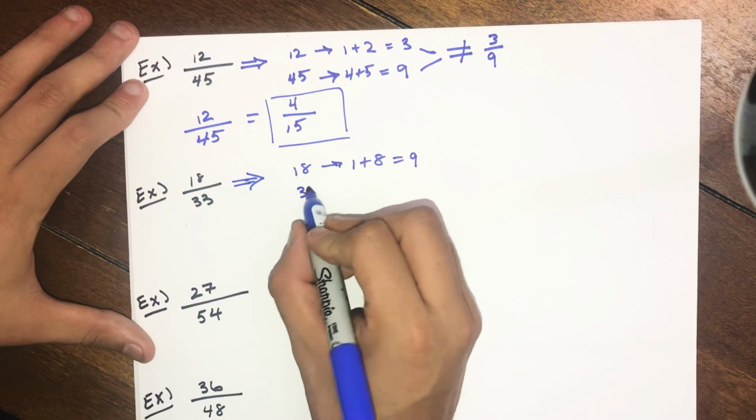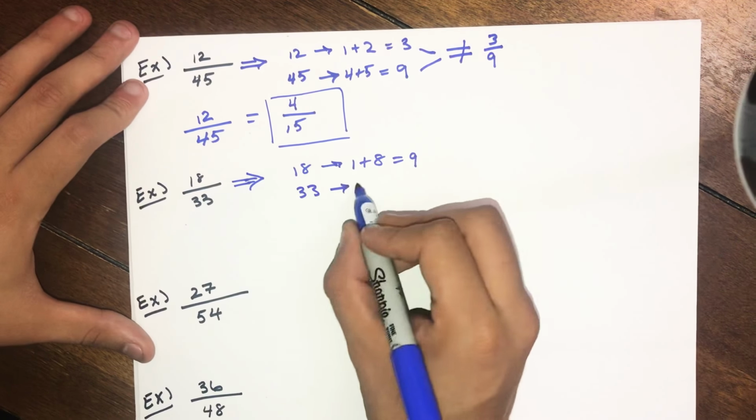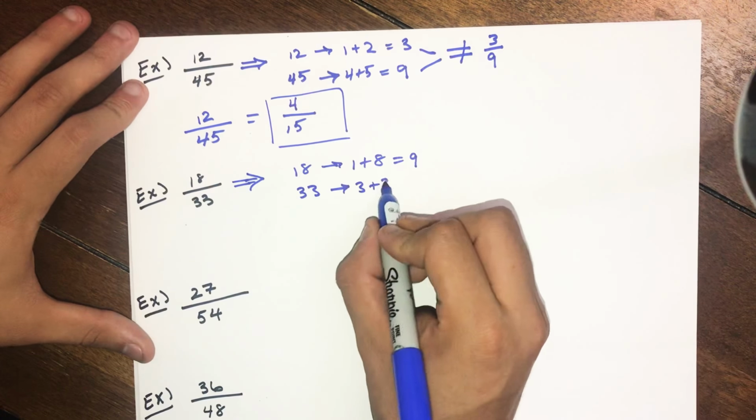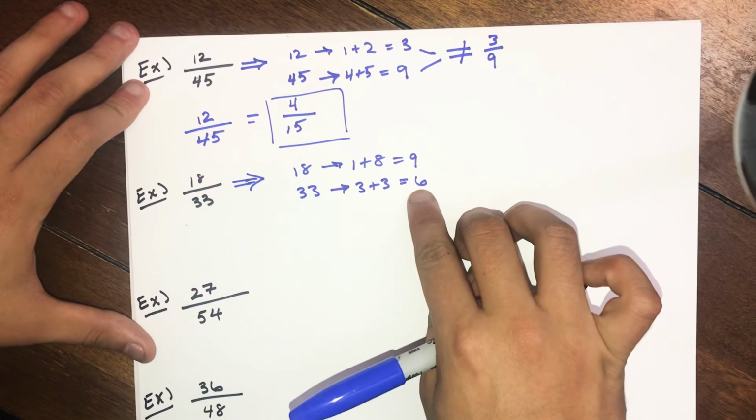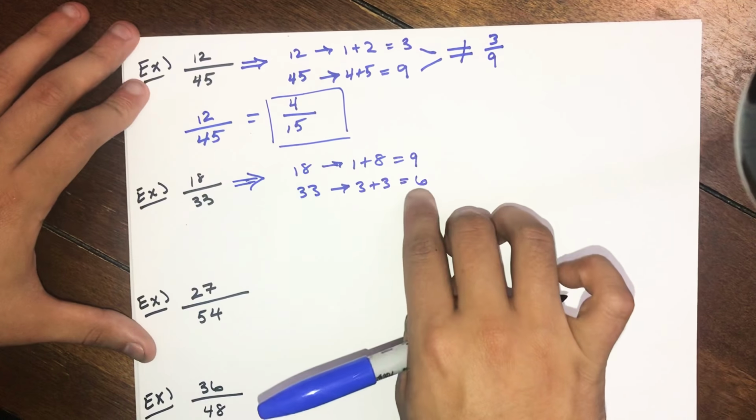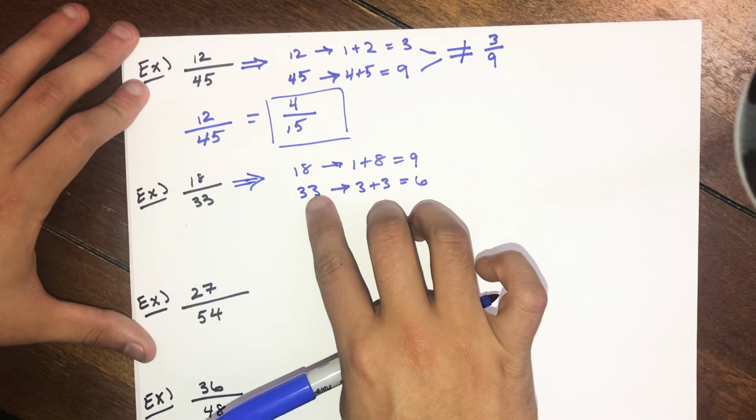We have 33. 33 will be 3 plus 3 equals 6. 3 goes into 6 evenly. 3 goes into 6 2 times. That means 3 is going to go into 33 also. Okay, it's just a little trick.